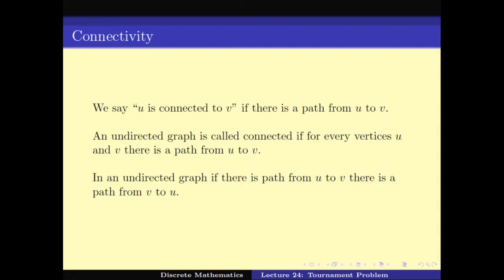So, in other words, the graph is connected if I can go from any vertex to any other vertex, maybe through some complicated way. It's something like you have a set of cities in India, and there are flight networks that go across the cities. Is it possible to go from any city in India to any other city in India using flights? And if it is so, then we call it a connected network or connected graph. Right?